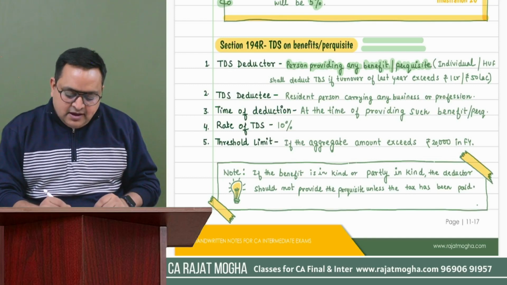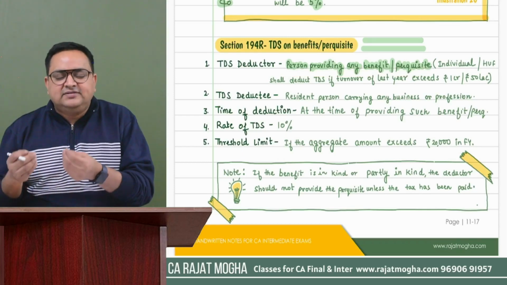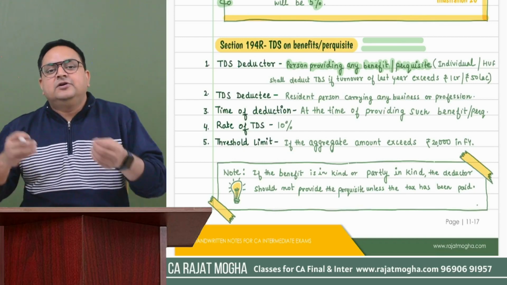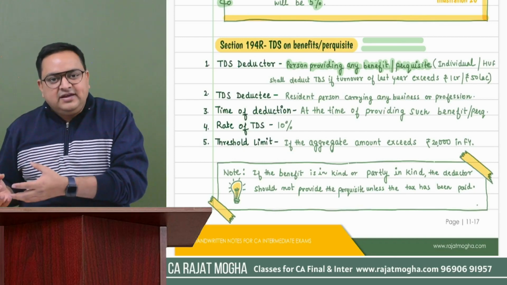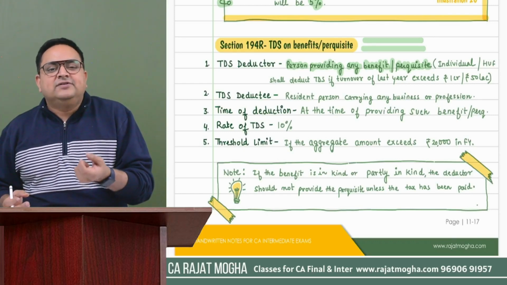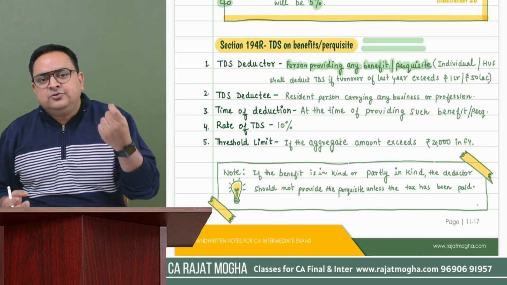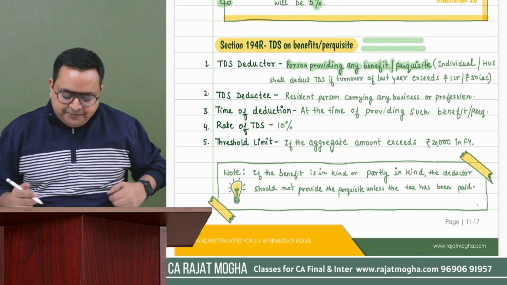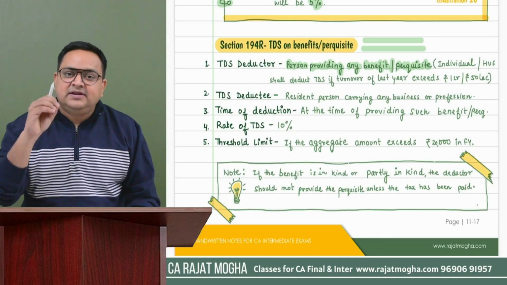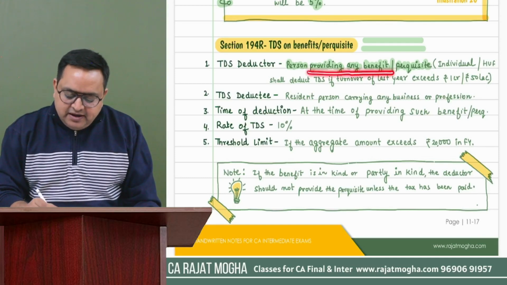So this section applies to the person providing any benefits or perquisite, a person who is giving the gift. Let's say there is a pharmaceutical company giving gifts to doctors. So doctors are receiving gifts in the course of their profession, right? And if the value of such a gift is more than 20,000 rupees, that pharmaceutical company is under an obligation to deduct TDS at a rate of 10%, right? So the TDS deductor would be any person, their clients, their customers, their suppliers who are giving gifts to them. So, the person providing any benefit or perquisites.